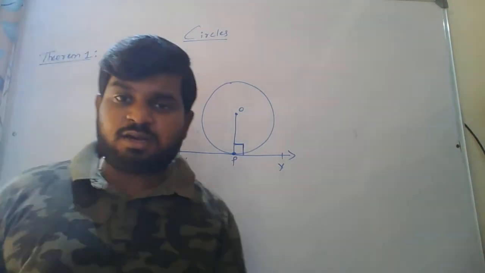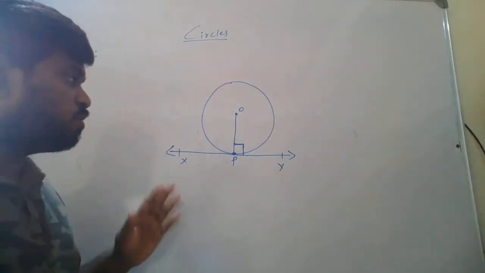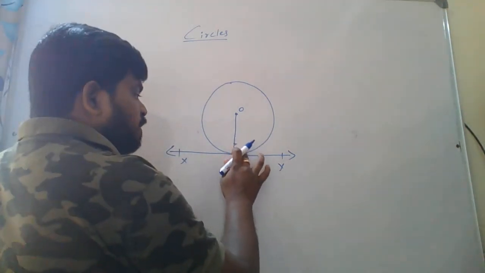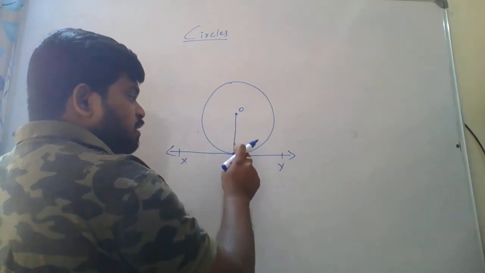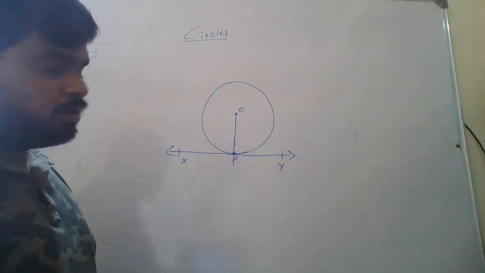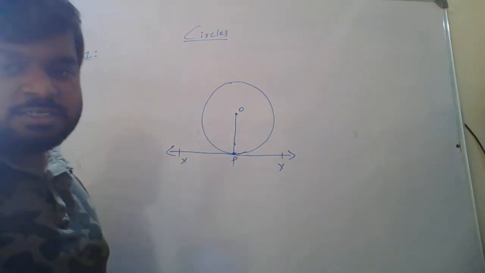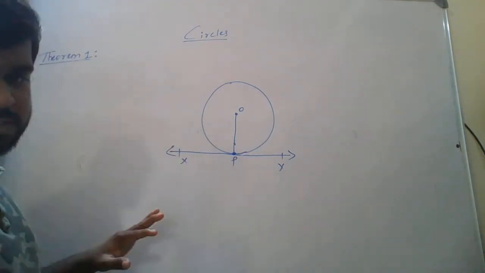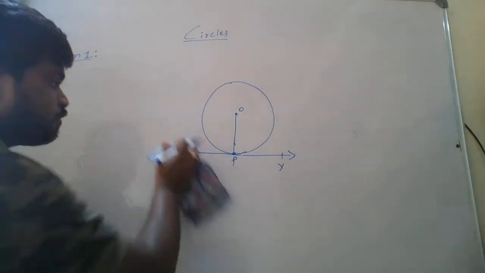Very important result for solving problems. So it's very important. Okay. The angle between the radius and the tangent at the point of contact is 90 degrees. Let's prove this theorem. Okay.